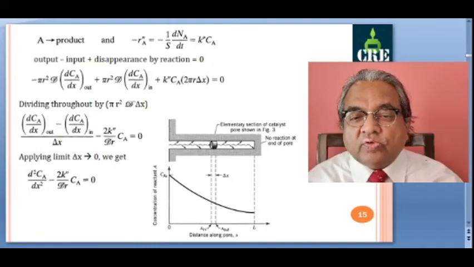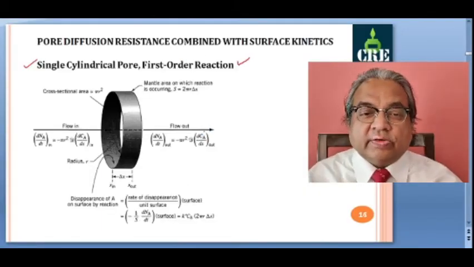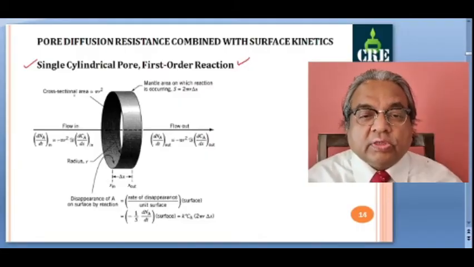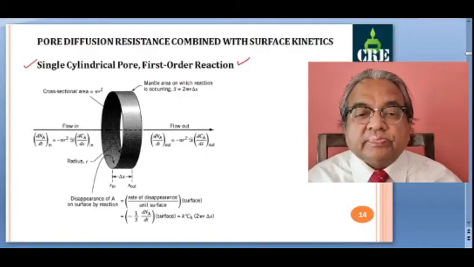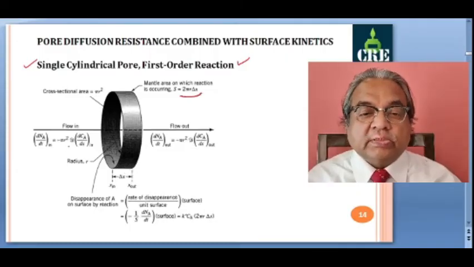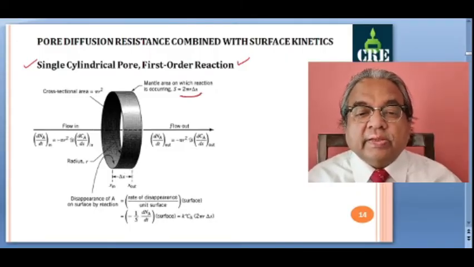This is equivalent to one single pore, and this small section has thickness delta x. So this element of volume we are considering here. The cross sectional area is pi r square. The surface area is 2 pi r delta x, because delta x is this thickness and 2 pi r is the circumference. So you have something entering and leaving, flow in and flow out.